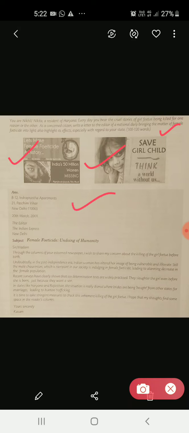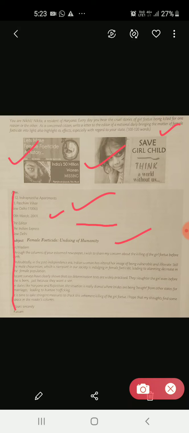So we will begin again with the sender's address, that is B12 Indraprastha Apartments, 21 Paschim Vihar, New Delhi. Then we will write the date, that is 20th March 2020. And then we will leave a line again, as I've told you, that we will be careful about leaving lines in between to maintain the neatness. Then the editor, the New Indian Express, subject is female feticide, undoing of humanity, a very crisp, very brief subject through which we get to know what the whole letter is about.